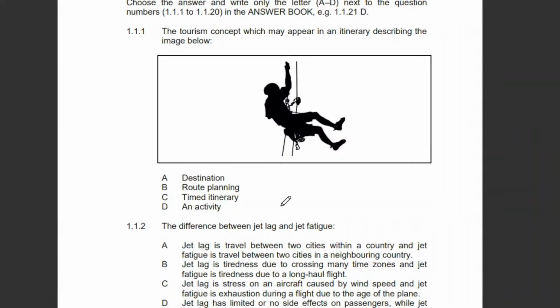As you can see, we have an image of a person who is involved in mountain climbing, or you can call it hiking. He's actually involved in mountain climbing, so we consider that to be an activity. Our correct answer for that particular question would be D, which is an activity.